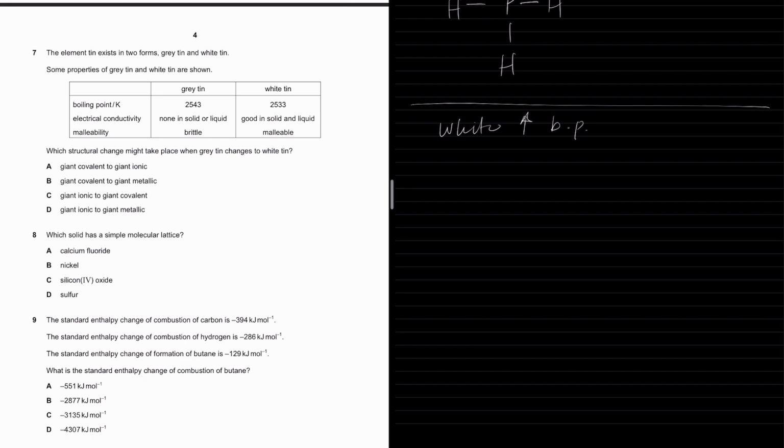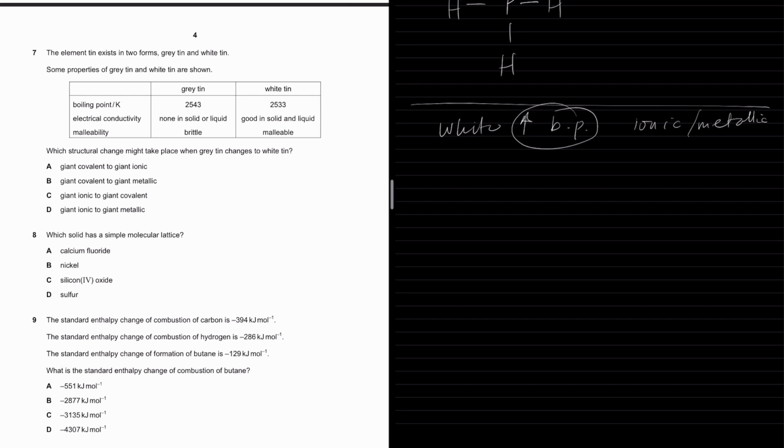So which structural change might take place when gray tin changes to white tin? So giant covalent to giant ionic, giant covalent to giant metallic, giant ionic to giant covalent, and giant ionic to giant metallic. So if we're looking at these properties now, we can see the first one, it has a high boiling point. High boiling point is generally a property of ionic or metallic compared to covalent. Covalent will have the lower boiling point.